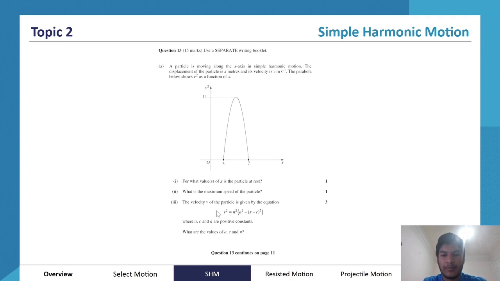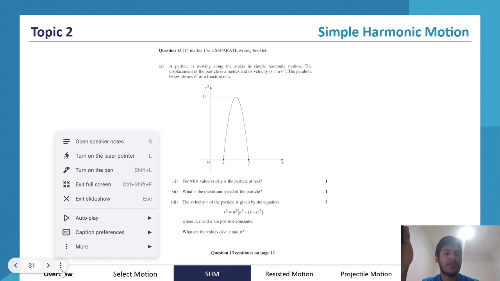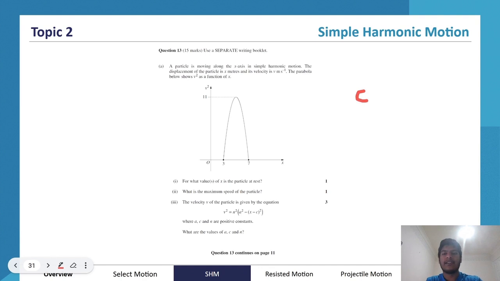Part 3 is where it becomes a bit more interesting. The velocity v of the particle is given by the equation v squared equals minus n squared a squared minus x minus c squared. That's the equation that we derived before. We're asked for what n, a, and c are, and that's worth 3 marks. So first, we're going to look at what the center of motion is. If the particle is at rest at 3 and 7, that means those are our extremum, right? Those are our extreme points. So the center must be the average of them. So 3 plus 7 is 10, divided by 2 is 5. So we know that the center, c, must be 5. Right? Easy as that.